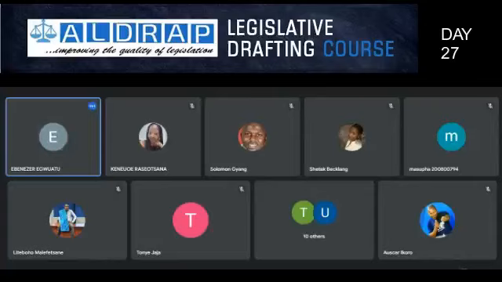Now, how do you draft it? They can come by way of prohibition. They can also come by way of prescription. They can come by way of regulation. Or you can combine 2 or 3 of these.